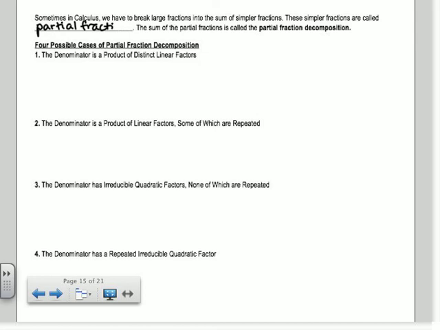It says the sum of the partial fractions is called the partial fraction decomposition. Okay, so I'm just going to do examples for these 4 possible cases. So if I start with something, let's say it looked like x squared minus 5x minus 6 on the bottom. Example. I don't know what's on the top.